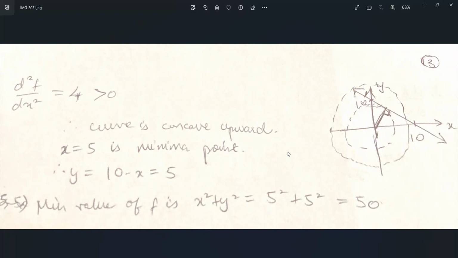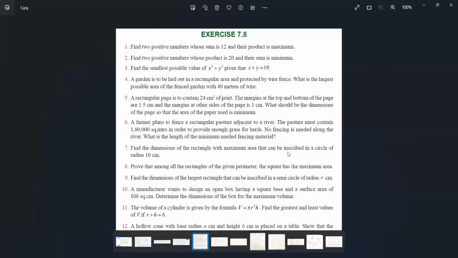Now the next question is, a rectangular page is to contain 24 centimeters square of print. The margins at top and bottom of the page are 1.5, and margins at the other sides of the page are 1 centimeter. What should be the dimensions so that the area of paper used is minimum? So here we have to first draw the diagram.